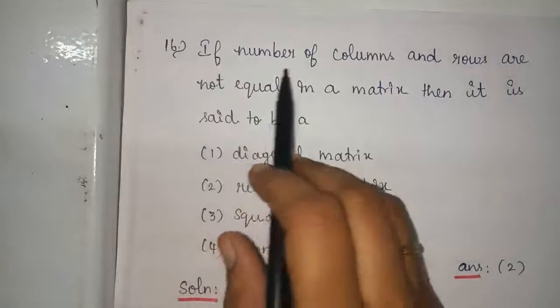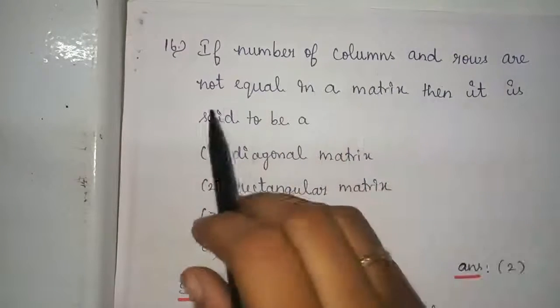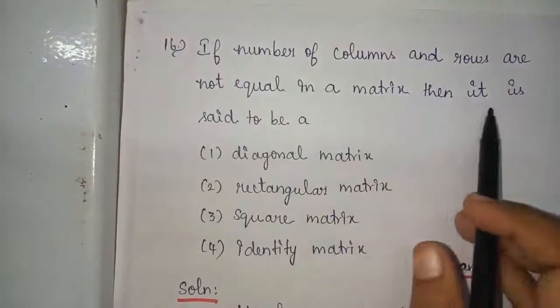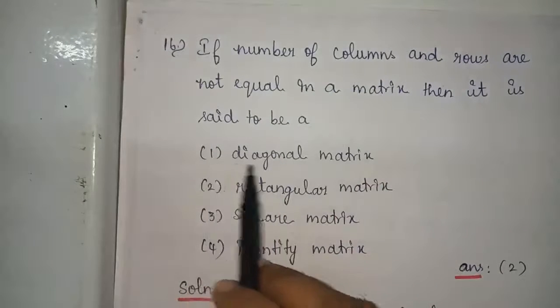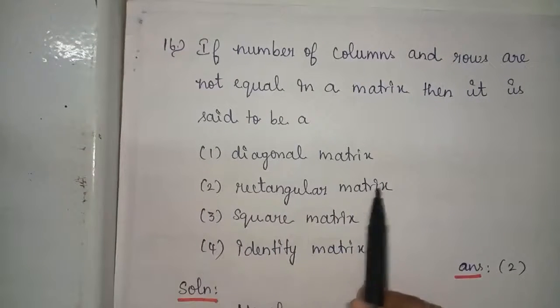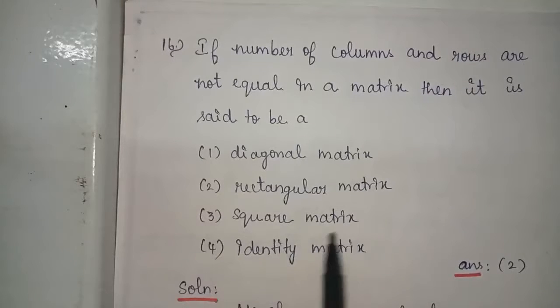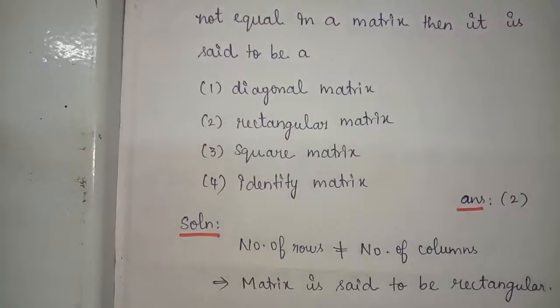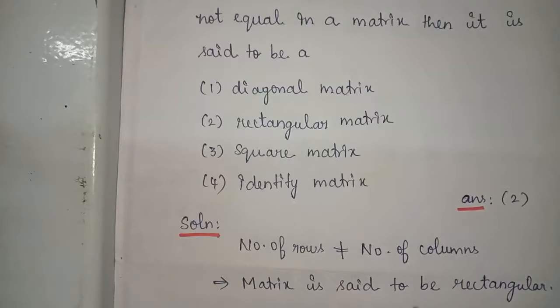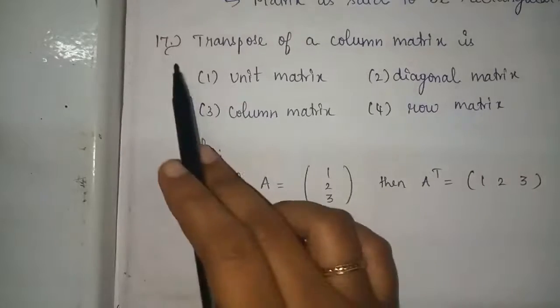Question number 16. If number of columns and rows are not equal in a matrix, then it is said to be a first one diagonal matrix, second one rectangular matrix, third one square matrix and fourth one identity matrix. So the correct option is: number of rows is not equal to number of columns, the matrix is said to be a rectangular matrix. Option 2.